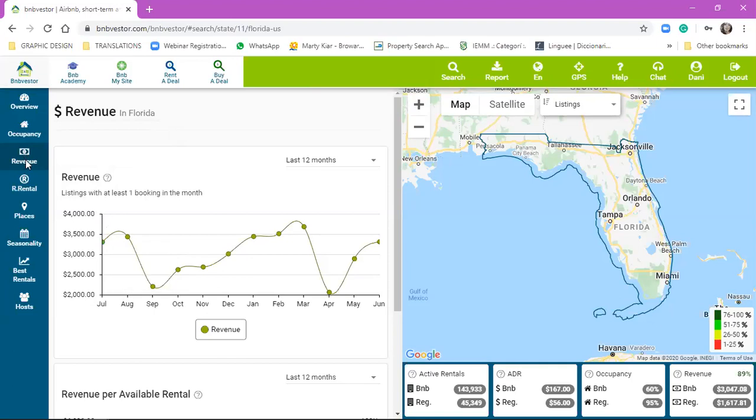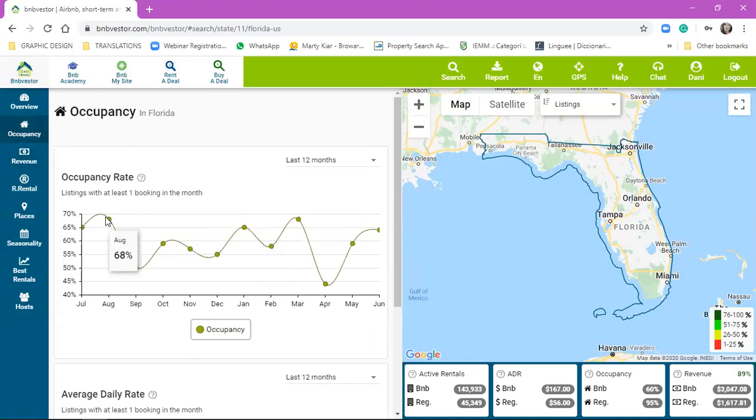So the main 3 tabs that I would analyze would be occupancy, revenue, and seasonality. I'm going to show you seasonality in just a bit, because it's going to show you when you're going to get your return of investment. For example, you're going to get your return of investment within 3 months from the highest month of revenue. With the occupancy rate, we see that the highest peak of occupancy is August and March, right?